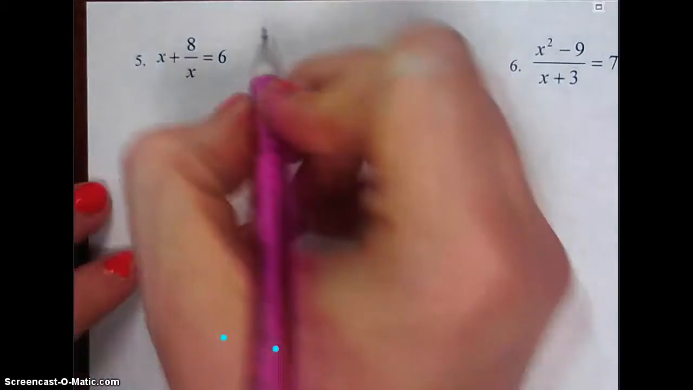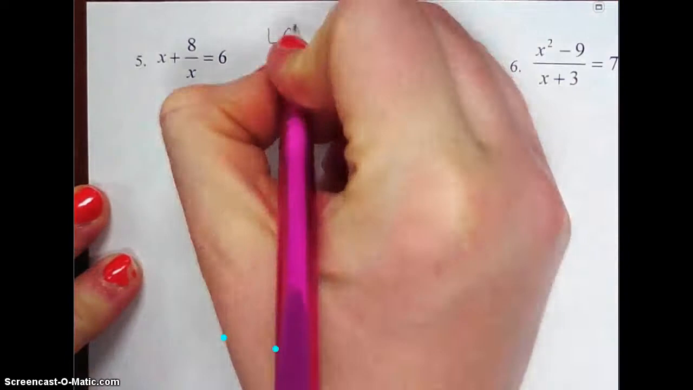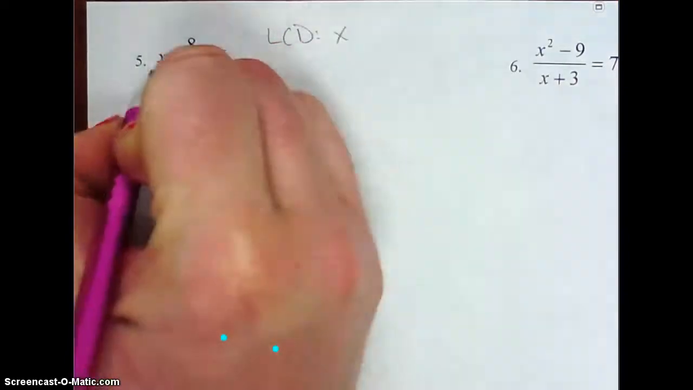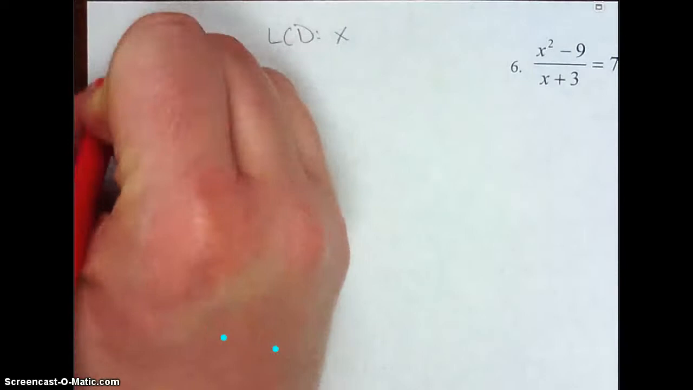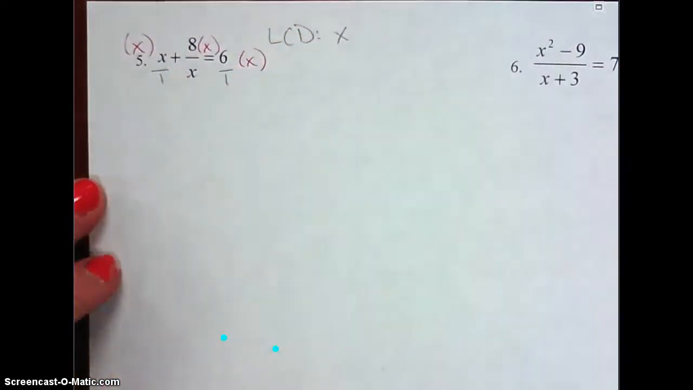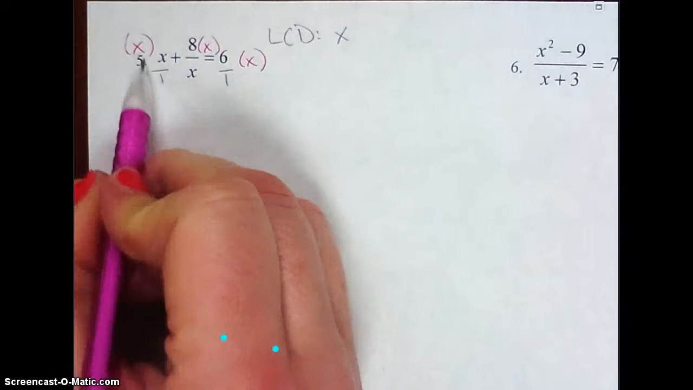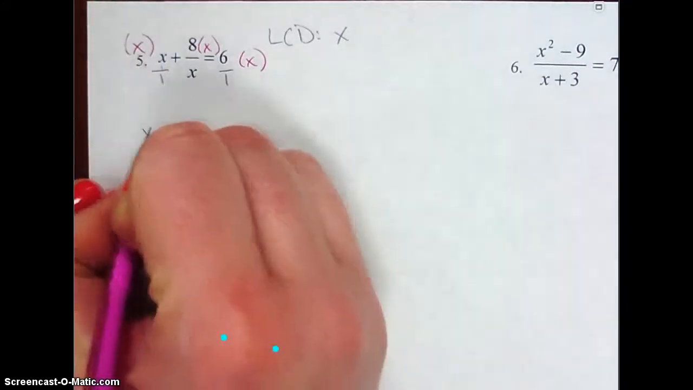Okay, so on number 5, I think most of you got the LCD was just X or 1X, whichever one you prefer. So you're multiplying everything by the X. So what do you get here? Nothing cancels. What's X times X? X squared. Right, X squared.